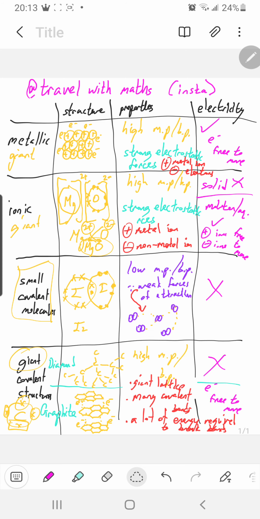So in 10 minutes we have recapped all of metallic, ionic, small covalent and giant covalent. In addition, you need to know how to explain each of these structures, and you need to know the differences between diamond and graphite. In diamond, each carbon is bonded to 4 others, and it's a hard structure. In graphite, each carbon is bonded to 3 others, and the fourth one is delocalized around the structure. Diamond is tetrahedral, graphite is in layers. Diamond is hard, graphite is slippery.